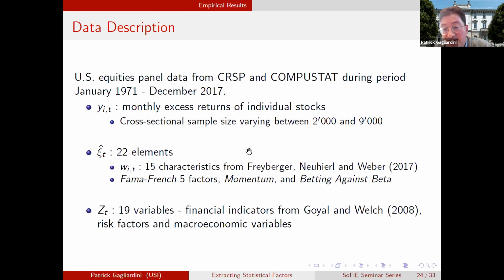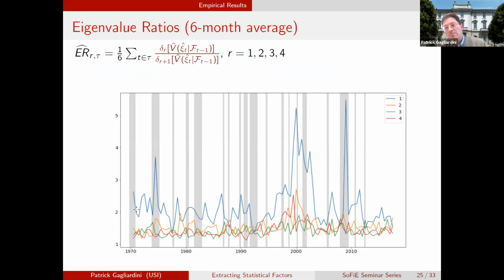We borrow our instruments from the previous literature, building up a vector of instrument-weighted portfolio returns of dimension 22. And we also borrow some variables from the literature for generating the information set of the non-diversifiable shock, which in our application is of dimension 19. Now, we start with the question about the number of conditional factors.